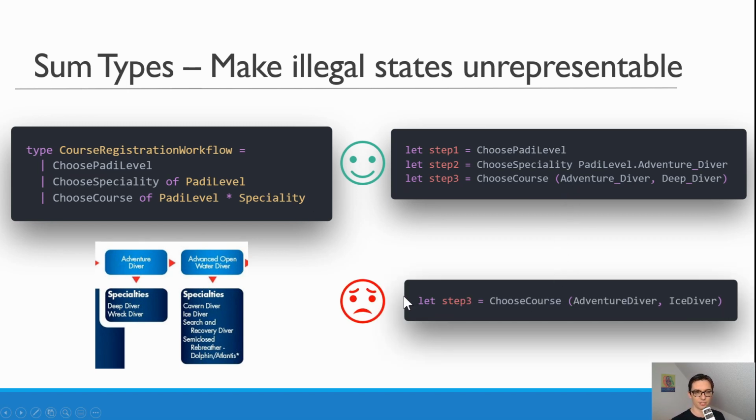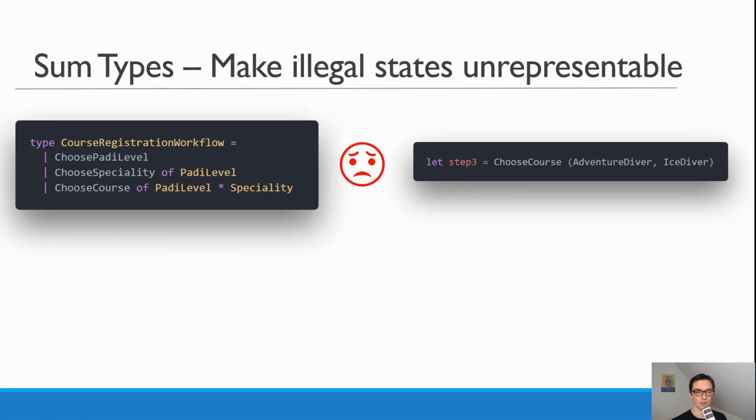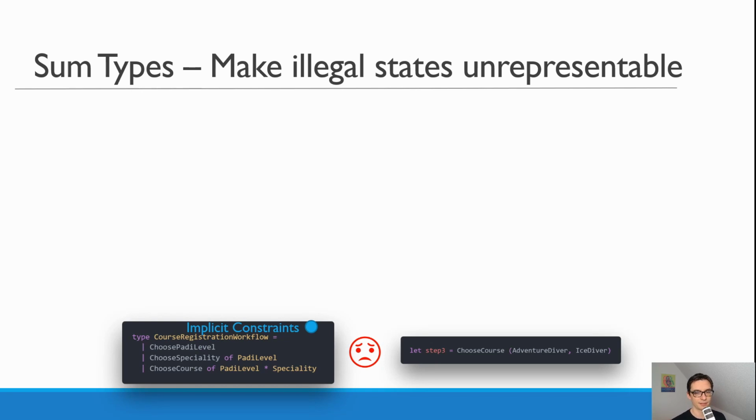But let's have a look at this one here, which is not perfectly fine anymore, right? Because we say we choose a course with an adventure diver and an ice diver. So this ice diver is actually belonging to the advanced open water diver. So it's not belonging to an adventure diver, and this shouldn't be possible because we said we wanted to try to make illegal states unrepresentable. So how can we actually fix this? Well, again, introduce another sum type and see how this will work out for us.